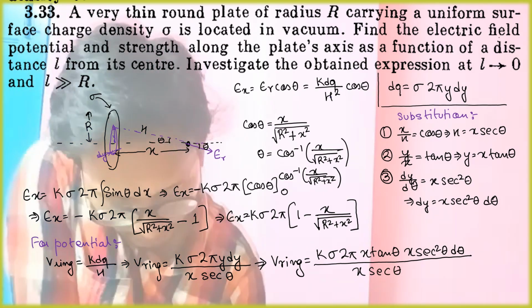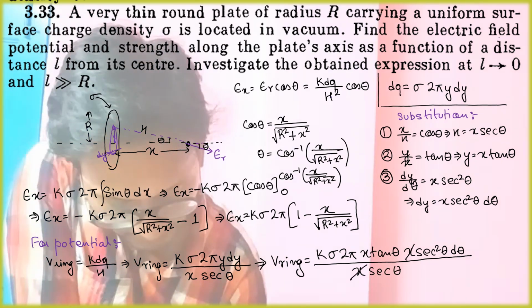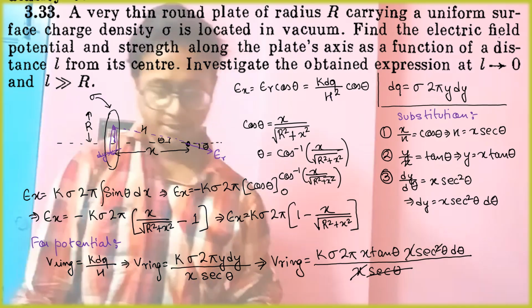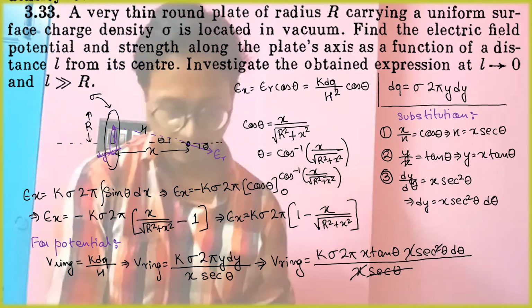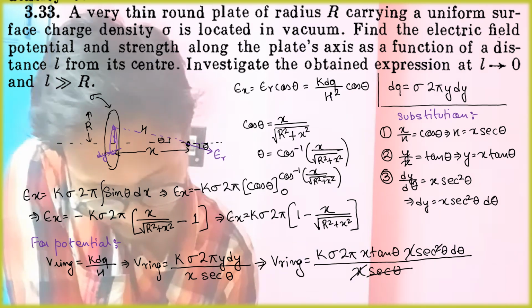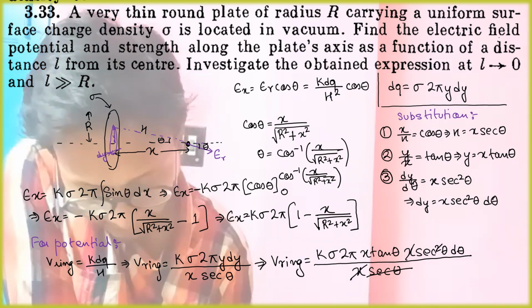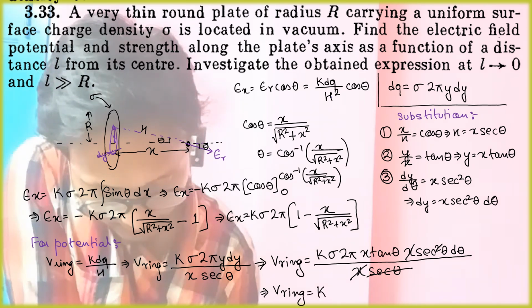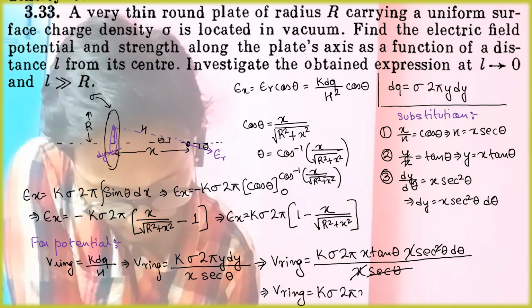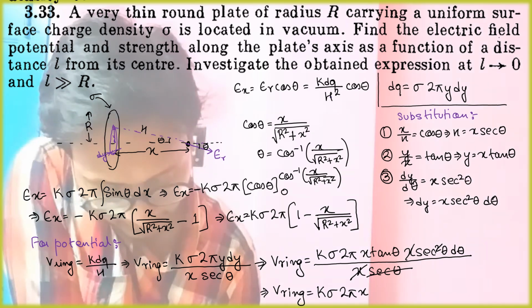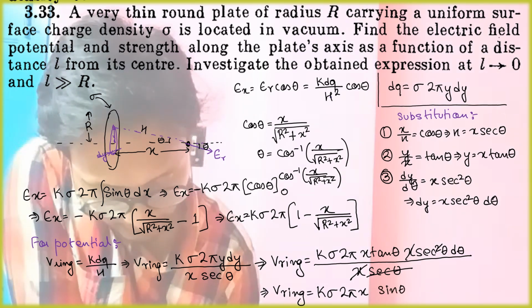Now x and one of the x would get cancelled, sec theta and sec square theta would get cancelled. Okay, tan theta into sec theta is nothing but sine theta. So to get V ring, or potential due to ring, it is nothing but k sigma 2 pi x into tan x into sec x, which is equal to sine theta d theta.